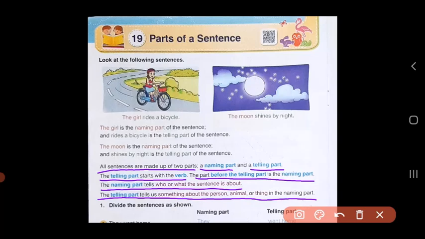So here, this first sentence is telling you about the girl. So the girl becomes the naming part. And what about the girl? After the verb, that she rides a bicycle. So that becomes your telling part.